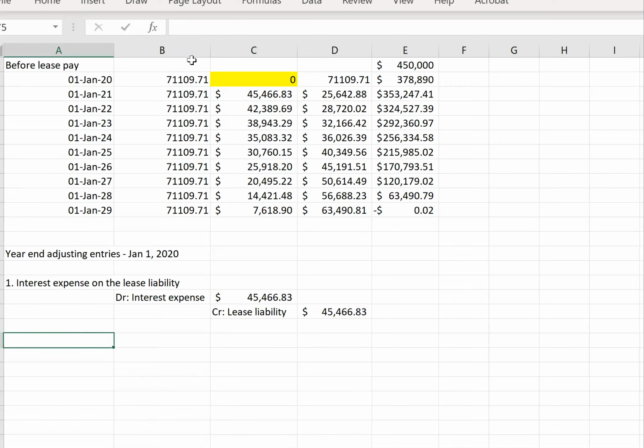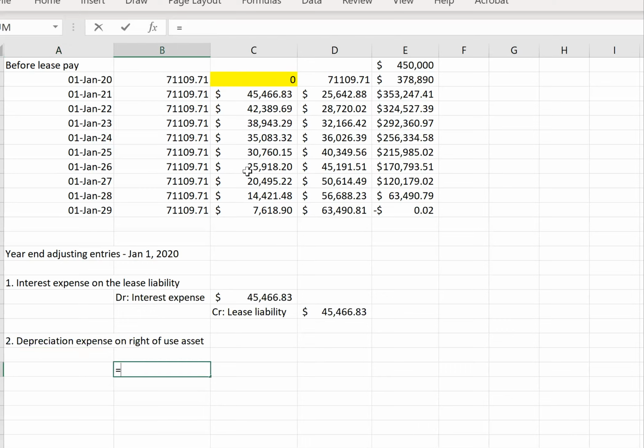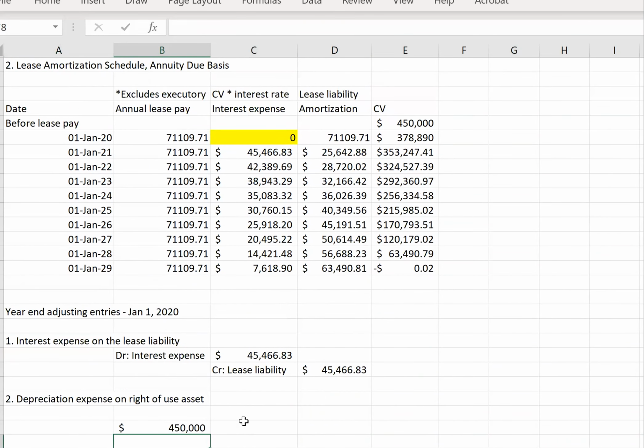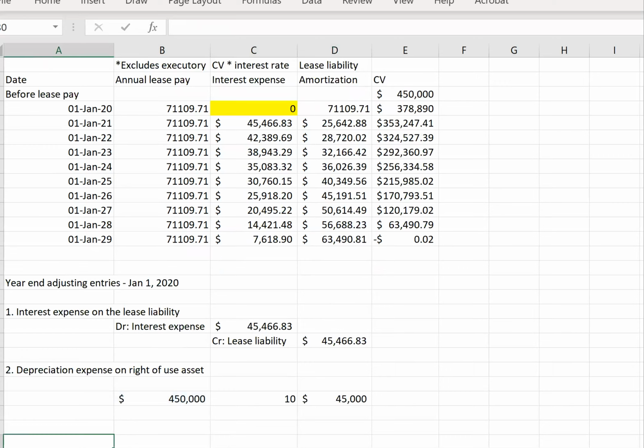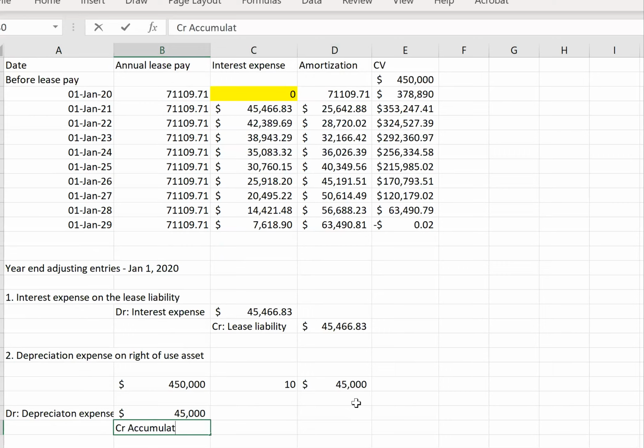Then I'm going to have my depreciation expense on my right of use asset. I've got a right of use asset that I put on the books up here of $450,000. It is a 10-year lease. So if I take 450,000 divided by 10 years, I get 45,000 per year. So I'm going to debit depreciation expense for 45,000, and credit accumulated depreciation, right of use asset, for 45,000. Okay, so those are my entries there.